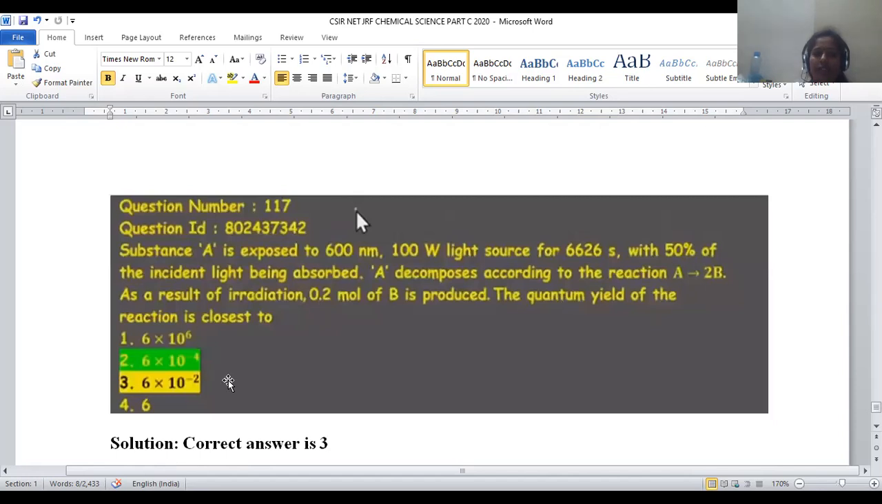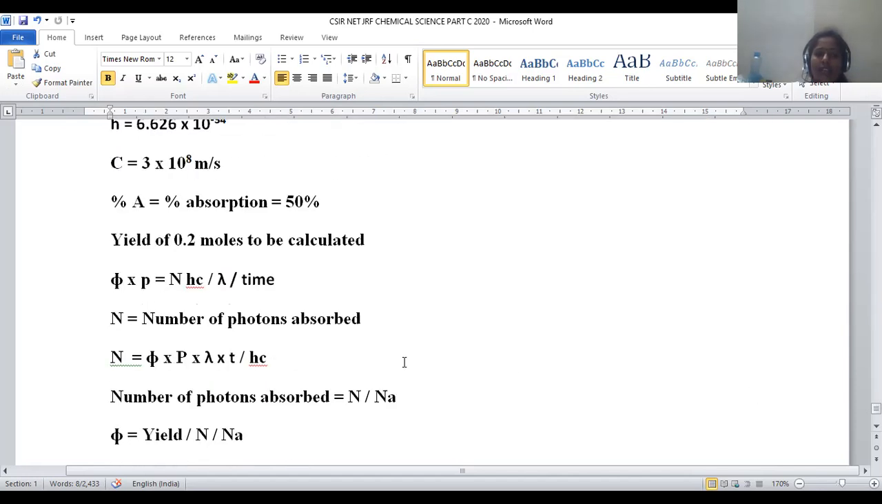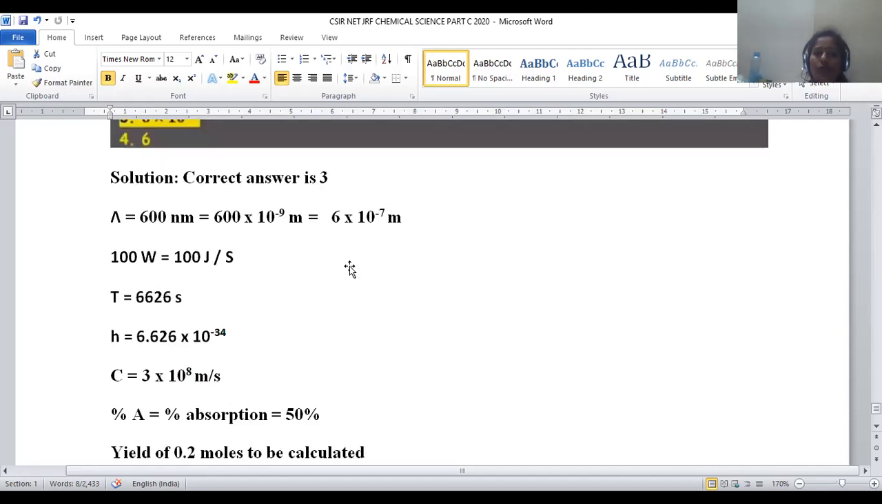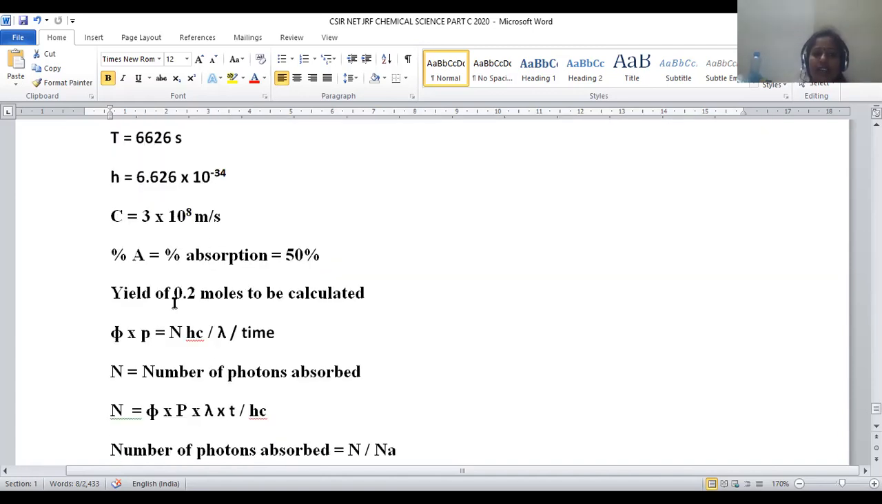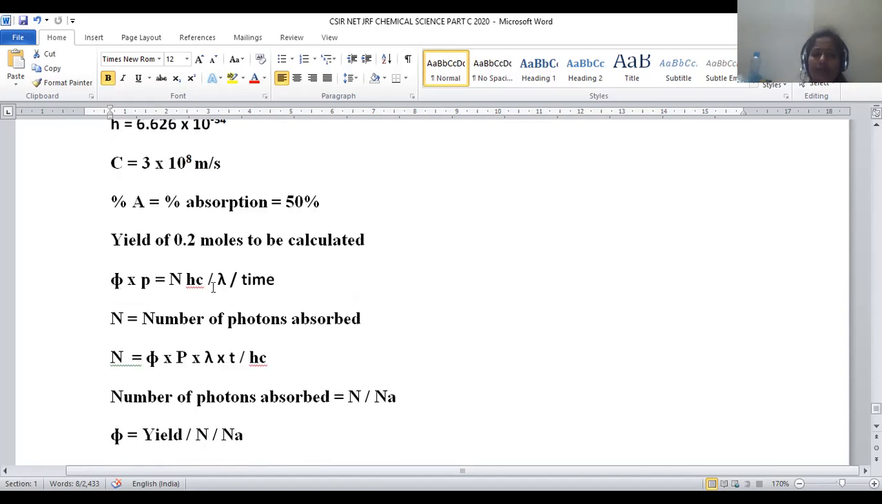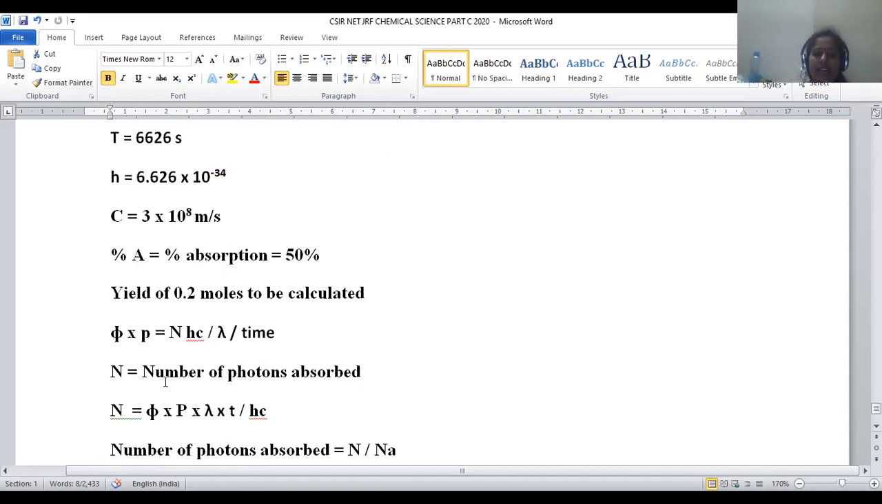So they only said it is absorbed in this reaction. Then the yield is calculated for 0.2 moles of B produced. So how much yield is generated? That is calculated for 0.2 moles of the product. Then the quantum yield is given as phi into P is equal to N h c by lambda by time. This is the empirical formula in order to calculate the quantum yield of the product. Phi into P is equal to N h c by lambda by time.